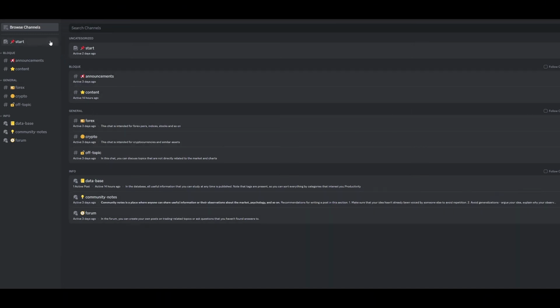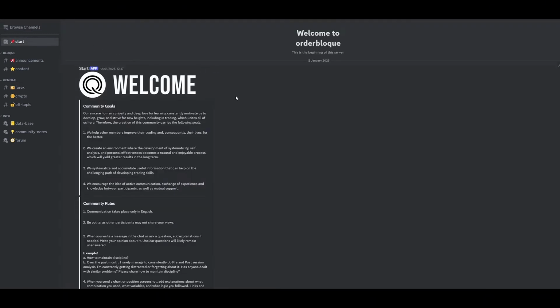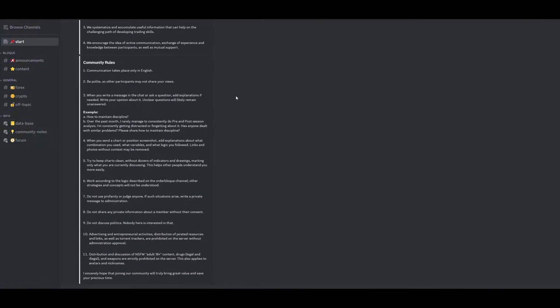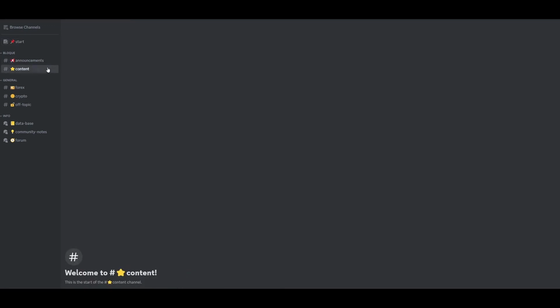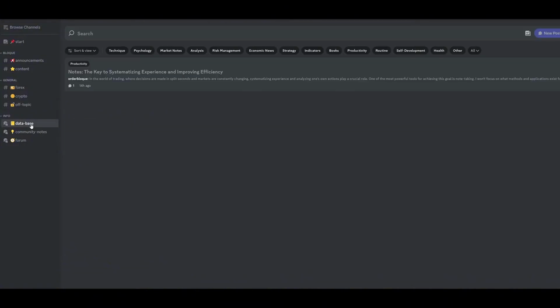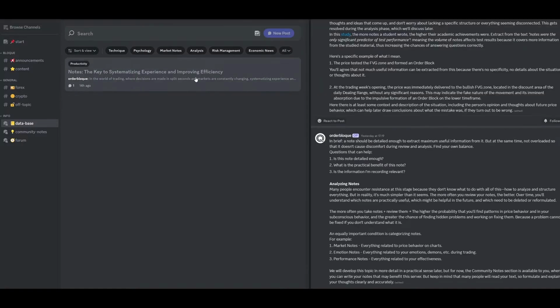Let's do a brief overview so you understand what to expect. The first page is Start, where the community's goals and rules are described. If you decide to join, make sure to read everything. Next are the announcements and content pages, where the main information, market analysis, and so on will be published. Below are 3 chats where the main server communication will take place. And even further down is the most interesting part and, in my opinion, the main concept of this server, the information section. First and most important is the database, where we will accumulate and structure knowledge so that even a beginning trader can get everything they need to start trading systematically and progress with minimal effort.